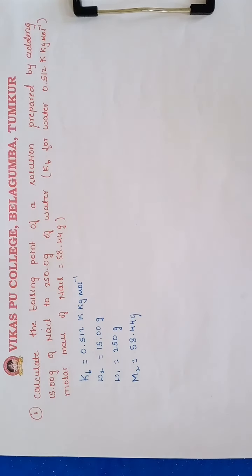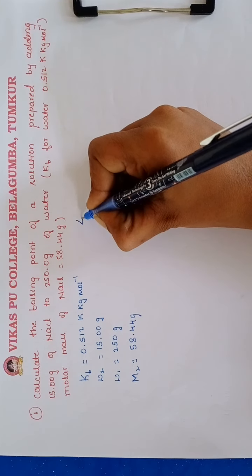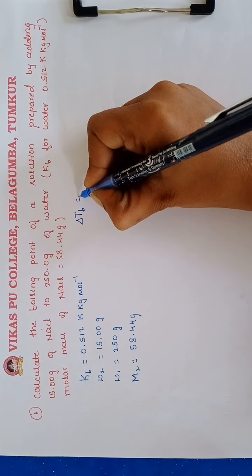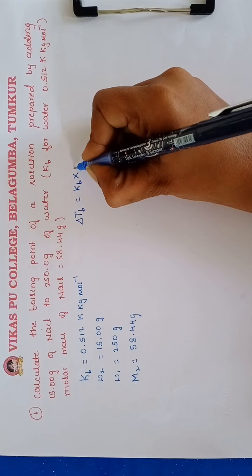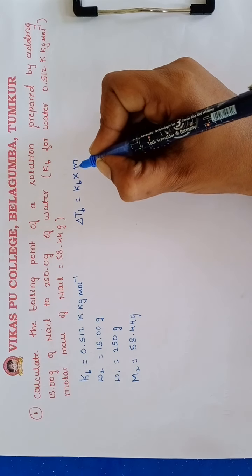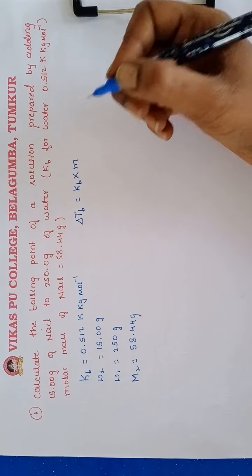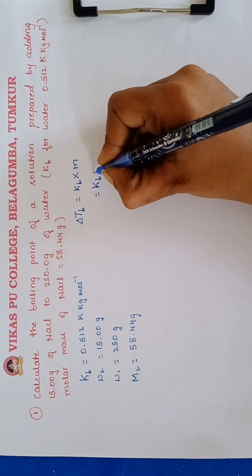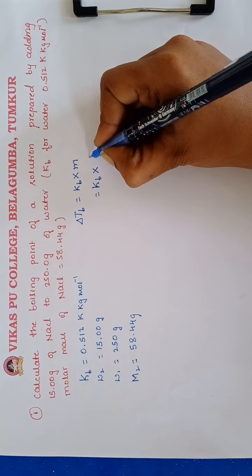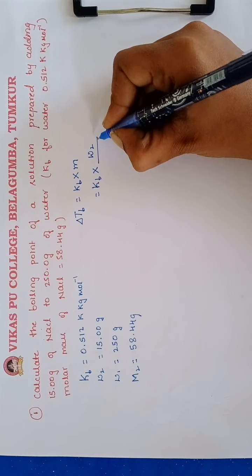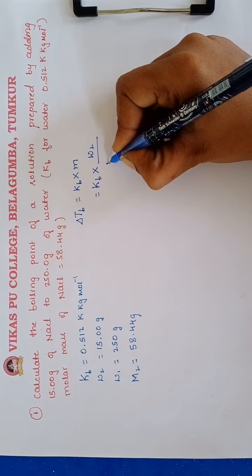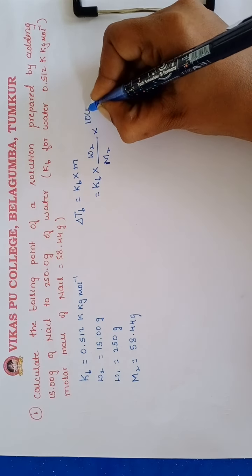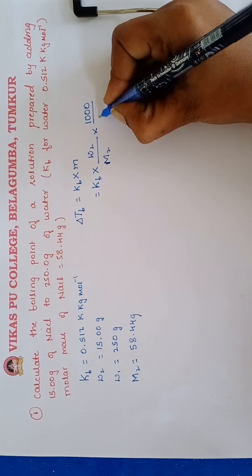Now we know that the elevation of the boiling point, the increase in the boiling point, delta Tb is equal to Kb into m. m is nothing but the molarity. In this the Kb we are going to write as it is. Then the molarity formula we are going to introduce: the mass of the solute divided by the molar mass of the solute, then into 1000 divided by the mass of the solvent.